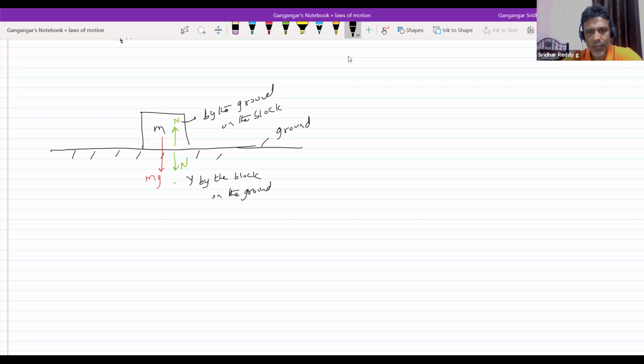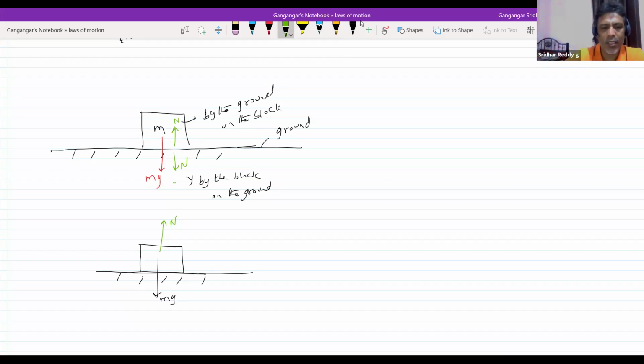This is further in books, the same diagram is shown like this. In the books, they have shown the same diagram, mg, and this normal reaction. So is it N and mg, and what is the state of the block? Block is at rest, no? Net force should be 0. Then N minus mg equal 0. So N equal to mg.